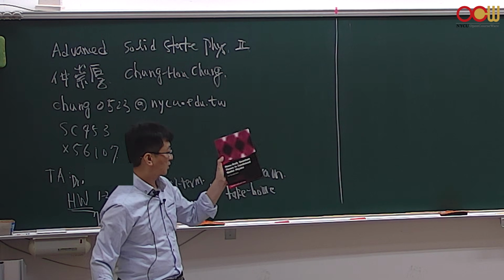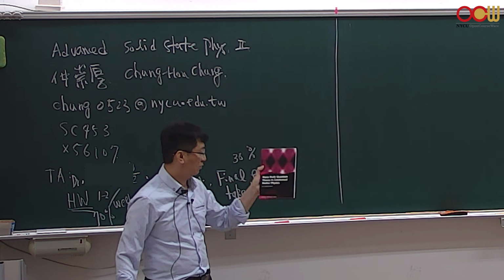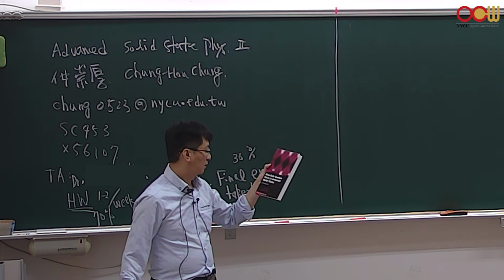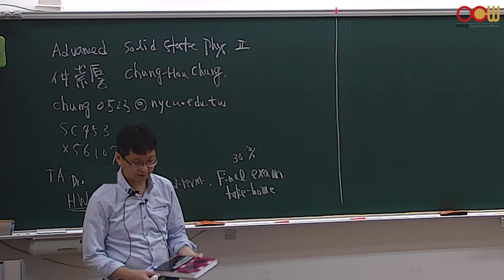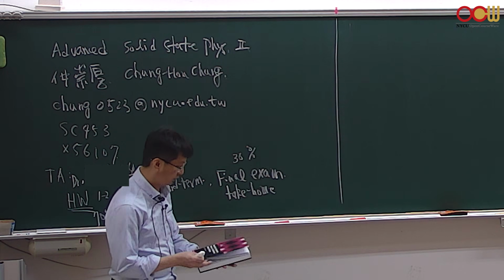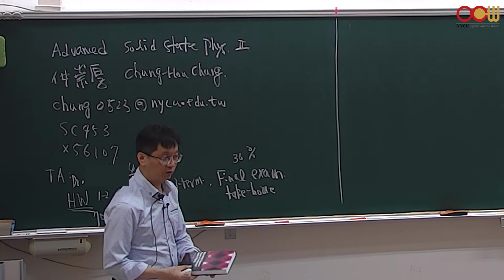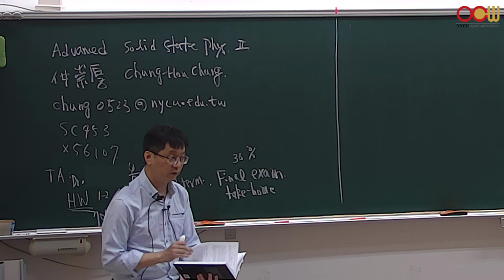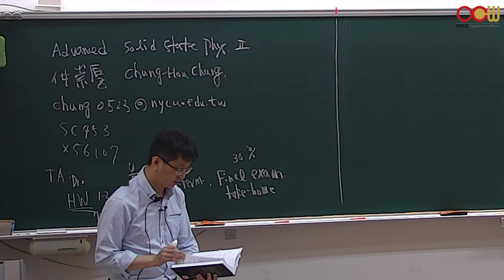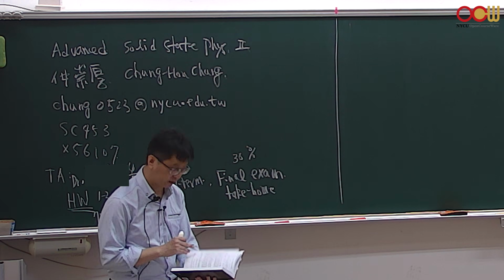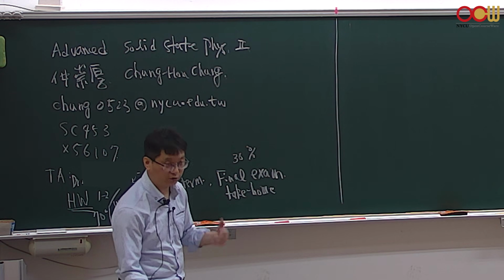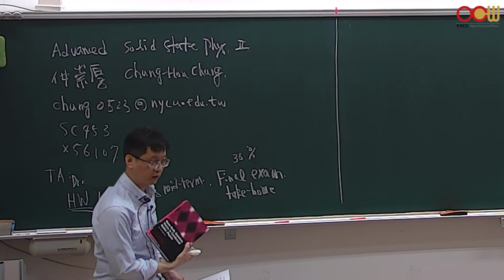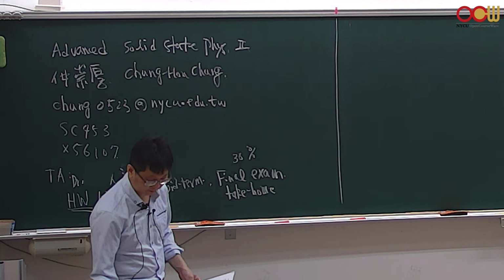So the main textbook is this one, Many-Body Quantum Theory in Condensed Matter Physics: An Introduction, written by Bruus and Flensberg. And this is also the textbook that I used to teach Advanced Solid State 1. You could read from the very beginning the review of the introductory level of solid state physics and also the second quantization formalism, and then Green's function and so on and so forth. This is an excellent graduate level textbook on quantum many-body theory.